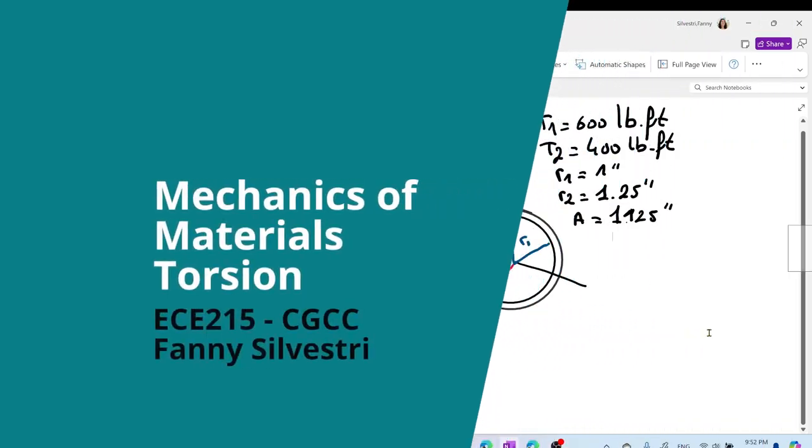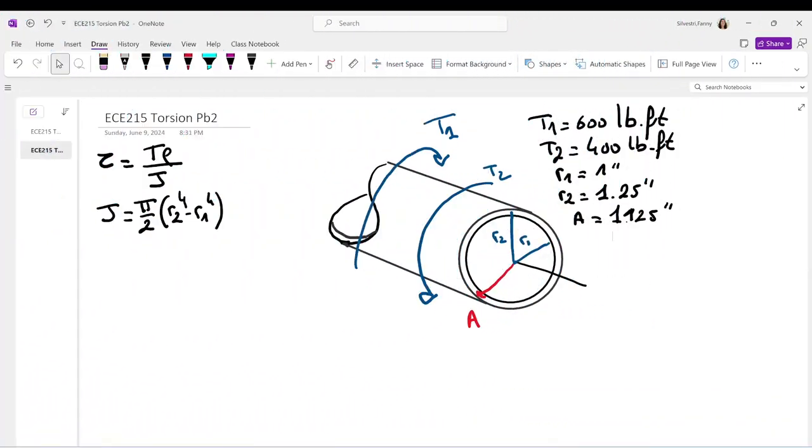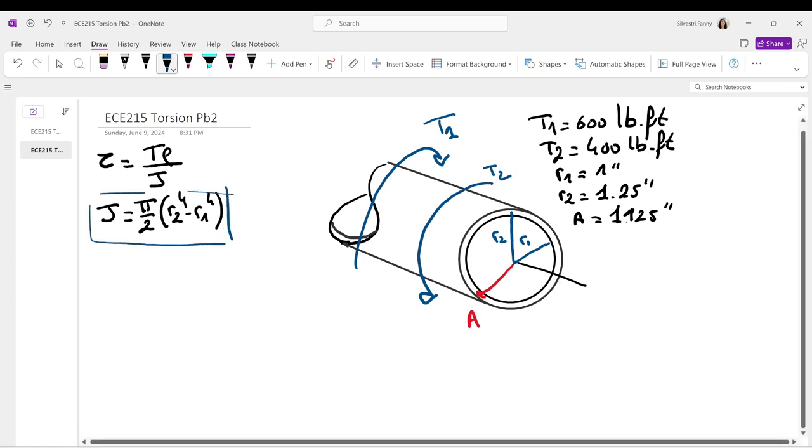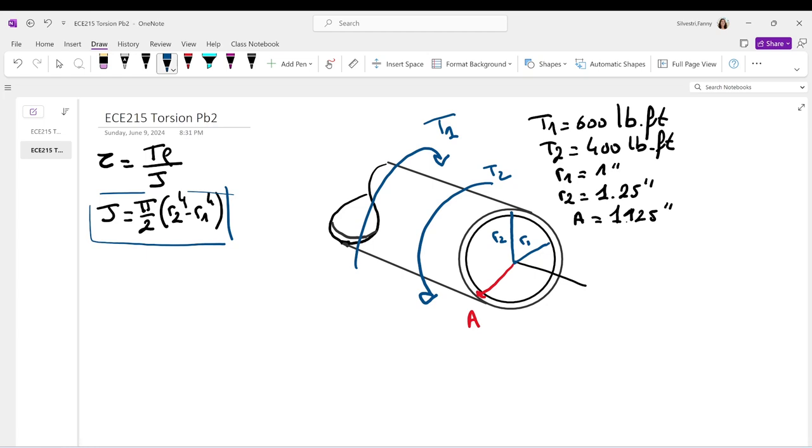Okay, we are doing second problems, and we introduce two new challenges in there. First, this pipe is submitted to two different torques at different places. And also, it's a pipe and not anymore a solid rod. So what will change is first, the equation for the polar moment will be that one: pi divided by 2 times R2 to the fourth minus R1 to the fourth. We need to remove the polar moment of the inside. And second, we have two T.